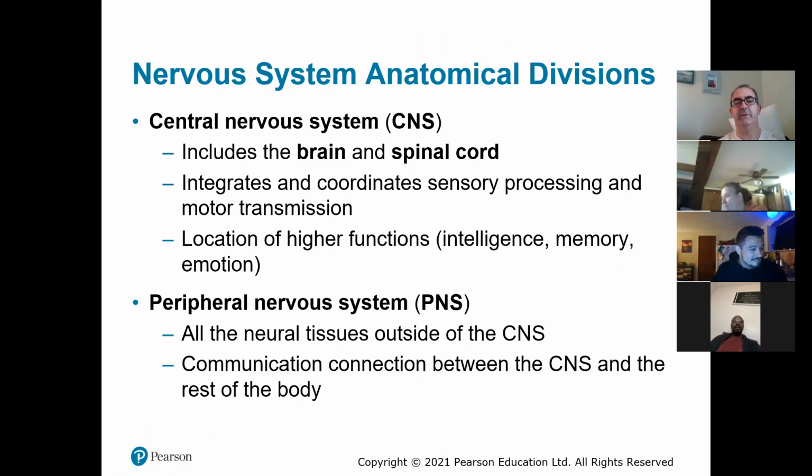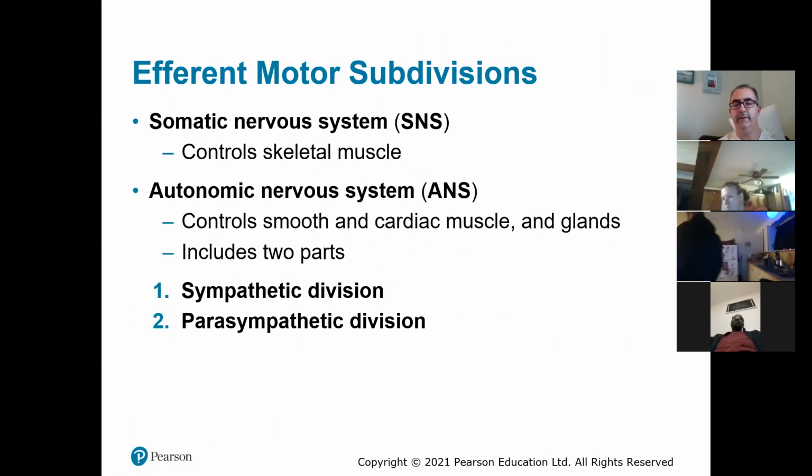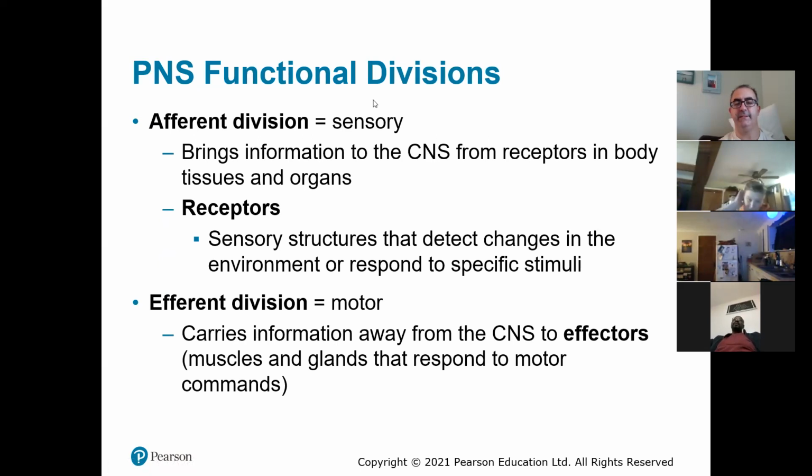So this goes through what I just talked about: central and peripheral nervous system, afferent, efferent. A lot of times the afferent division is called sensory. Those are the neurons going towards your brain, bringing sensory information into your brain: temperature, touch, all these different senses. The efferent division is often called motor because it's messages going out, usually to your muscles, telling them to move a certain way.